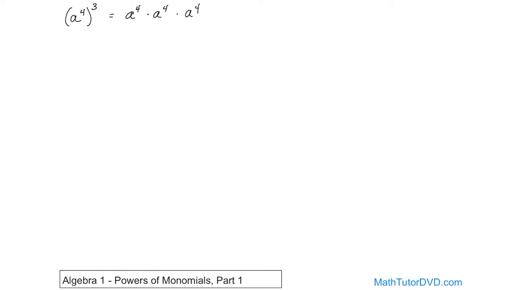But you also know from the last section how to simplify this. The bases are the same, and we can just add the exponents, right? So 4 plus 4 plus 4 is 12. This basically comes down to a to the 12th power. So when you have a monomial, which means powers, and you're raising it to a power, look at what's happening here: 3 times 4 is 12, which is the power of the final answer, right?